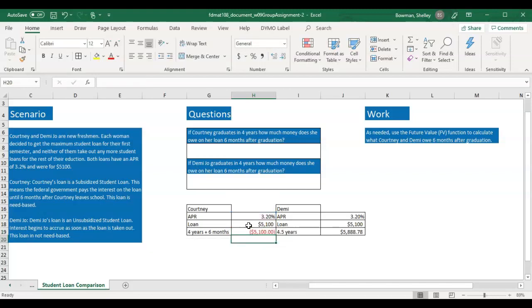And pressing enter will give us how much she will then owe, and I can do a negative here if you'd like to have that be a positive number, so I can make the comparison between the two.